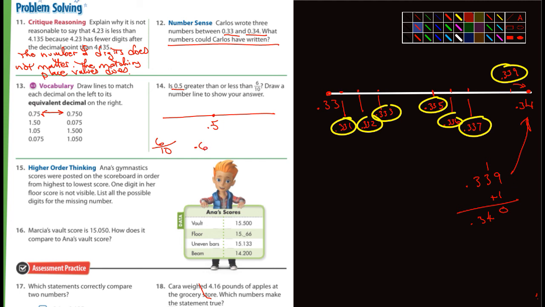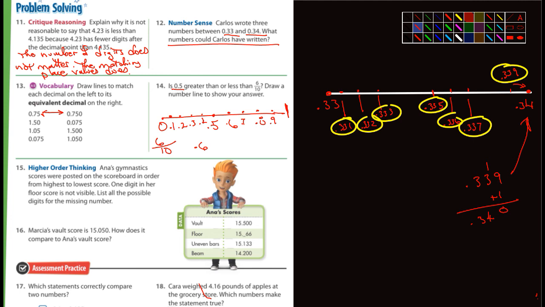Well, where's 0.6 on this number line? 0.6 would be right about here. 0.6. This would be 0.7, 0.8, 0.9, and right about here would be 1. Well, I guess right here would be 0. And right about here would be 0.1, 0.2, 0.3, 0.4. Okay?